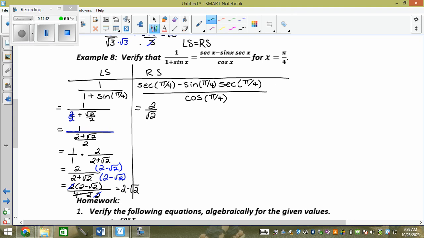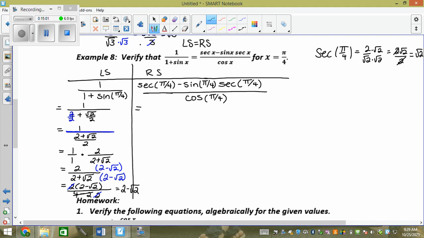Do we want to keep it like that, though? I'm going to do it over here. Secant of pi over 4 equals 2 over root 2. Rationalize. And I get 2 root 2 over 2, which is just root 2.